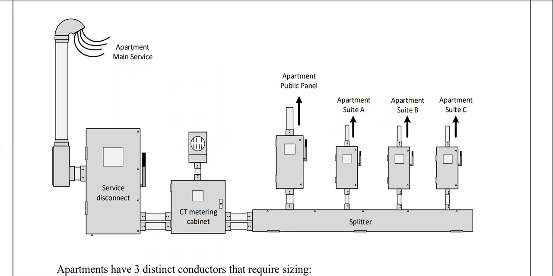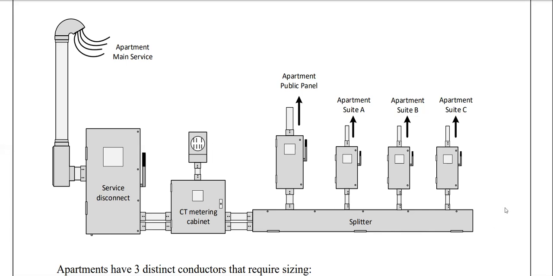So here is a typical field assembled main apartment service where we have the service disconnect, the CT metering cabinet, and the meter base that is supplied by the CTs. We have an apartment public panel, often referred to as a house panel. And then we have all of the different apartment suite panels, so disconnects, I should say. So they're all going off to their individual suites.